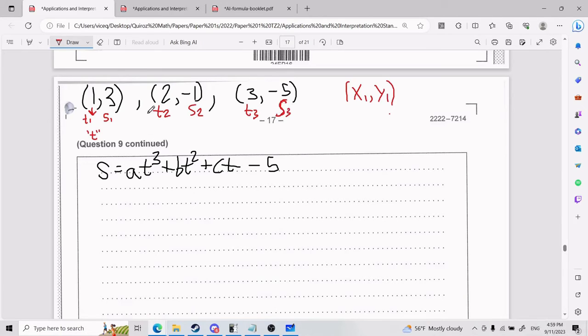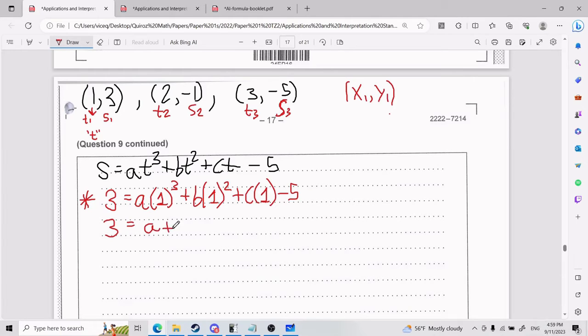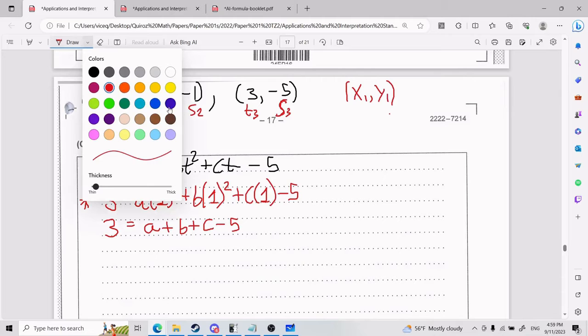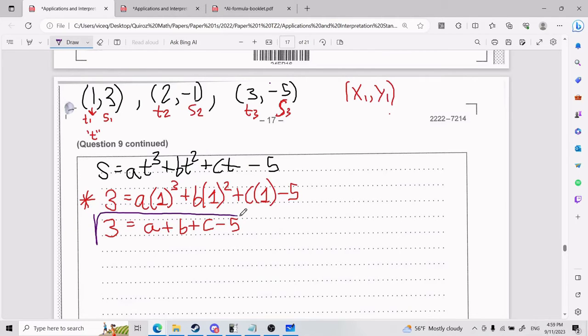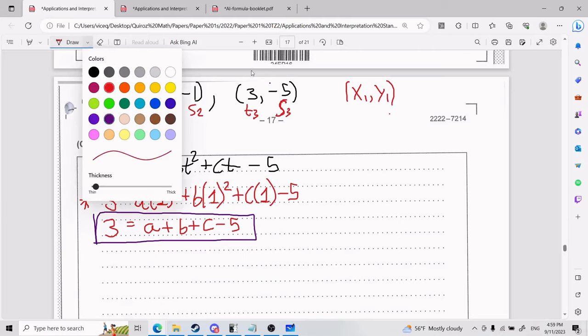So I'm going to plug these points into this equation here. For the first one, t1, s1, I'm going to have 3 for s. a is not going to change, and t is going to be 1. So I'm going to have a times 1 cubed plus b times 1 squared plus c times 1 minus 5. That means my first equation is 3 equals a plus b plus c minus 5. That is my first equation, and all the equations we're going to put in this purple. For the second one, I'm going to start over here.